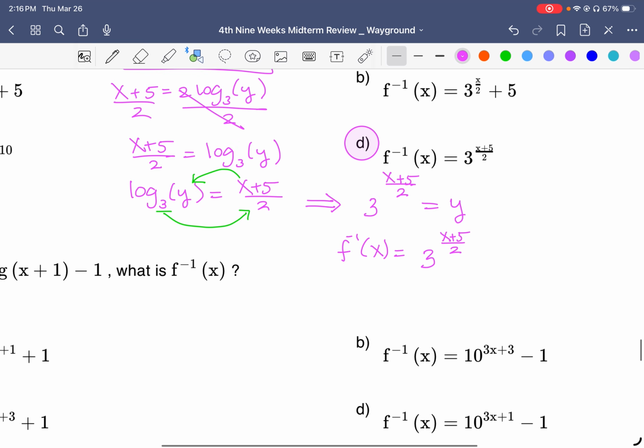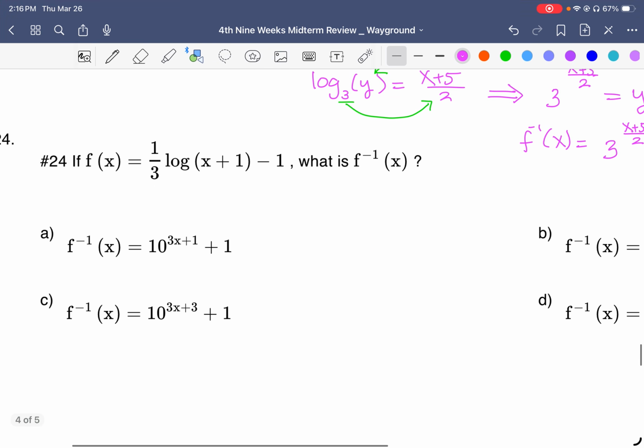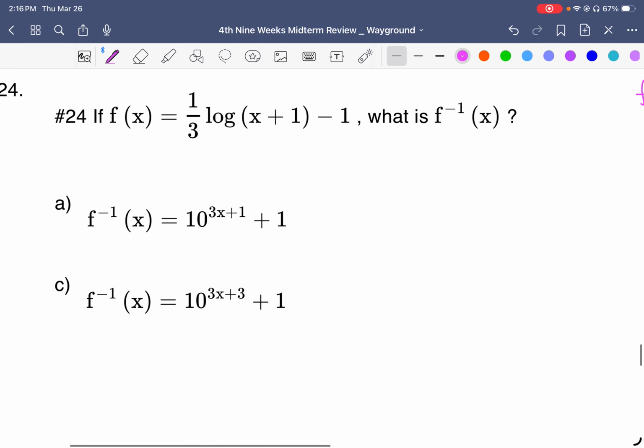Okay, let's do the next question. If f of x equals 1/3 times log of x plus 1 minus 1, what is the inverse of f of x? Okay, so we're going to do the same thing. I'm going to start by writing it with y instead of f of x.